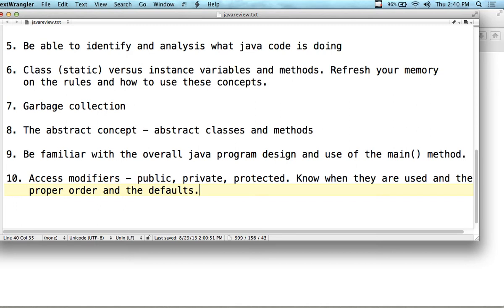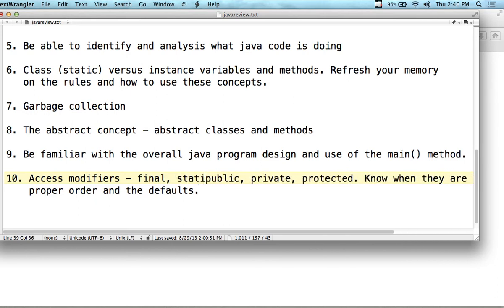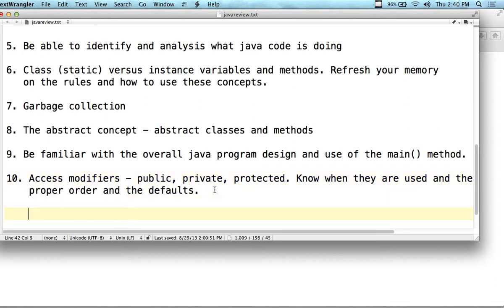So let's put final in here too. Final, static. Well, this. Oh, wait a minute. Let's just not do that. Final and static are two different concepts. So let's go down here. I'm thinking off topic because there's another question that asked you about final. So know what final is.